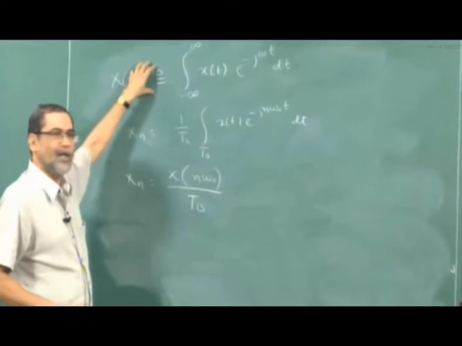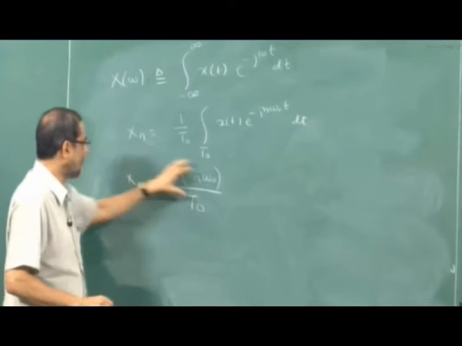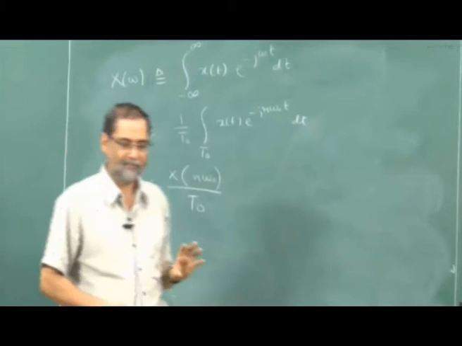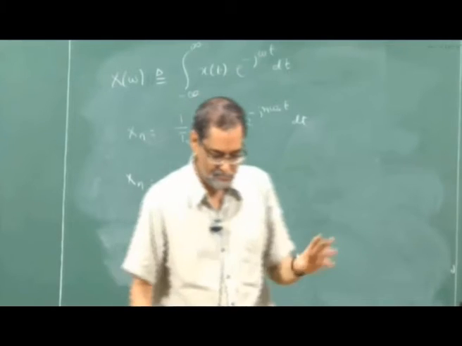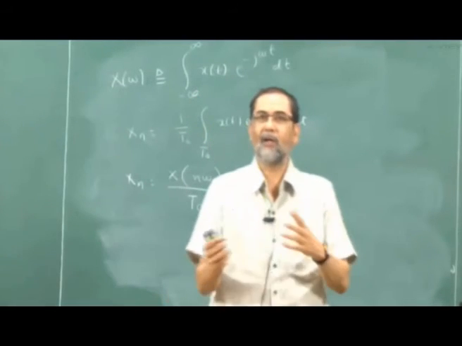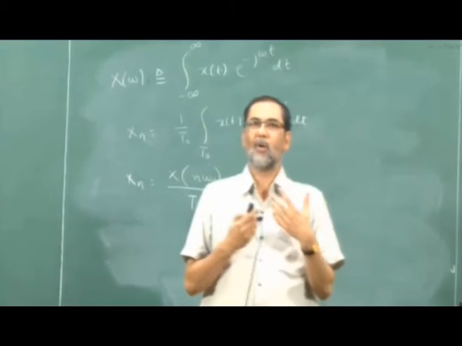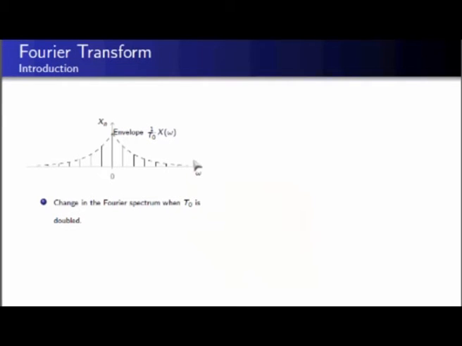So xn was defined as this. I am now introducing a new definition, and connecting up xn with this. And so that is a starting point of going from Fourier series to Fourier transform. Maybe I'll just do one more slide and then go today.